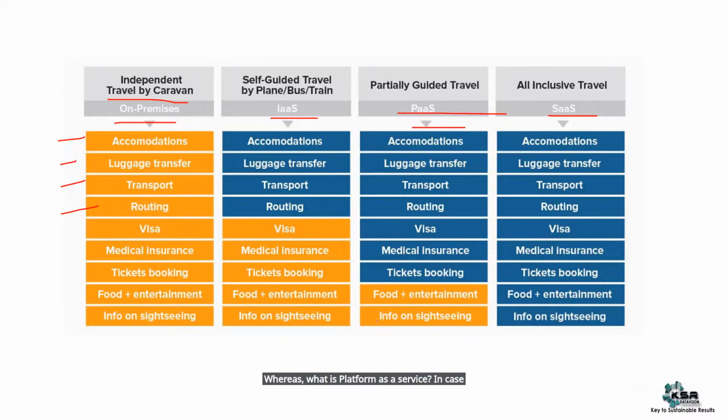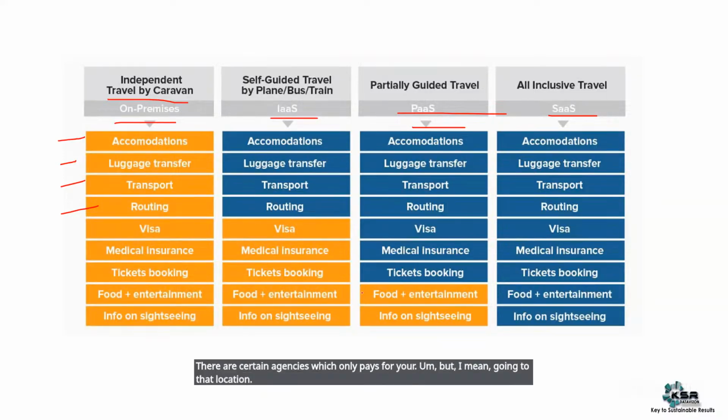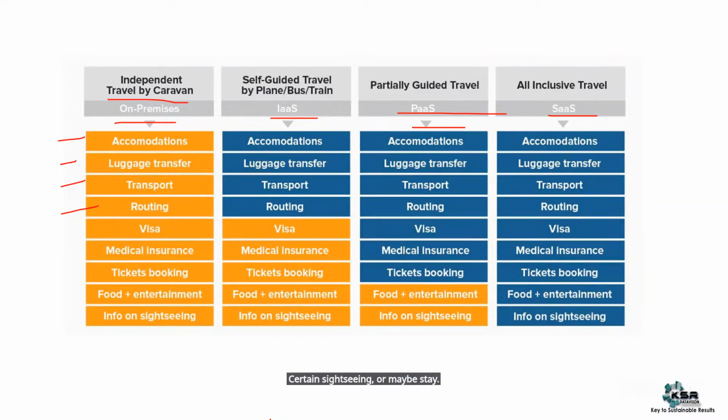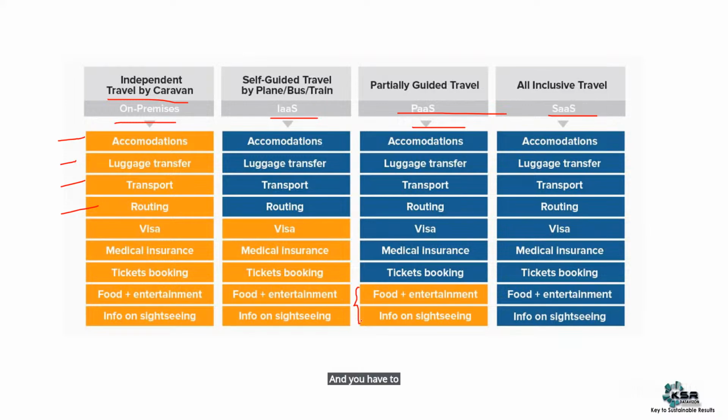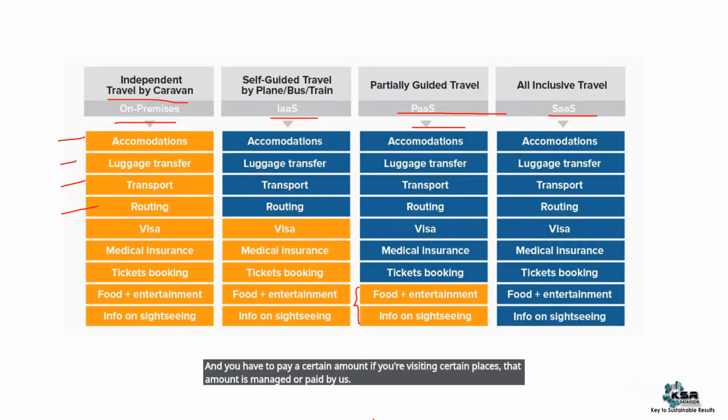In the case of platform as a service, if you are going via a certain travel agency, there are certain agencies which only pay for your going to that location, certain sightseeing or maybe stay, but it is not inclusive of food. You have to pay for your own food, and you have to pay a certain amount if you're visiting certain places. That amount is managed or paid by us. That is what is called a platform.